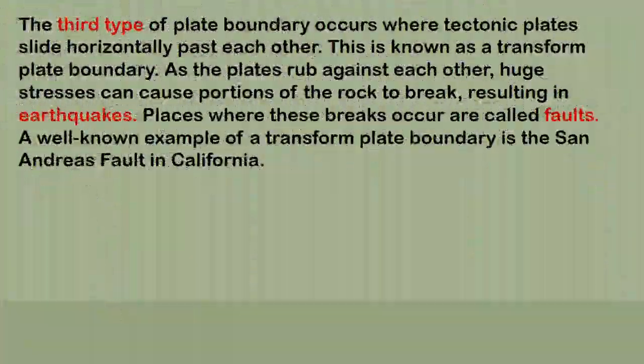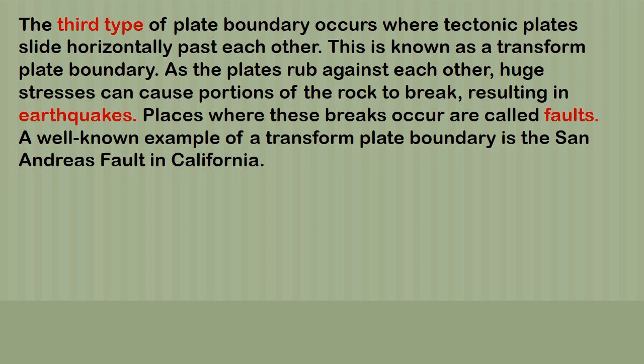So this is the vortex, which is also a phenomenon included in geography. The third type of plate boundary occurs where tectonic plates slide horizontally past each other. This is known as a transform plate boundary. As the plates rub against each other, huge stresses can cause portions of the rock to break, resulting in earthquakes. Places where these breaks occur are called faults. A well-known example of a transform plate boundary is the San Andreas Fault in California, which is located in the USA, United States of America.